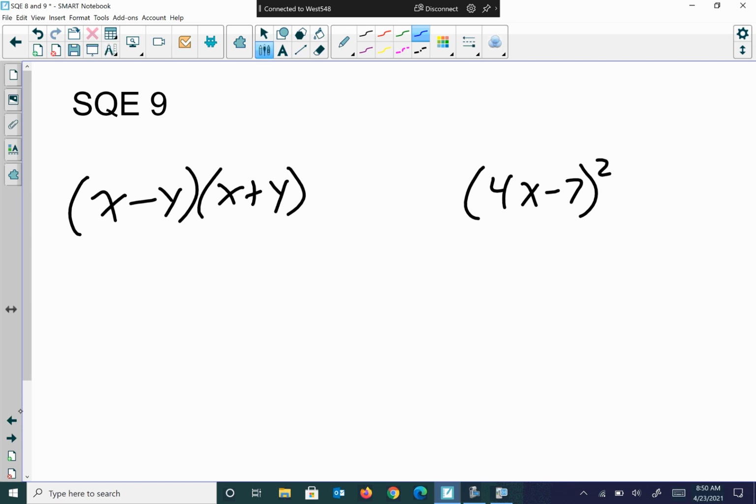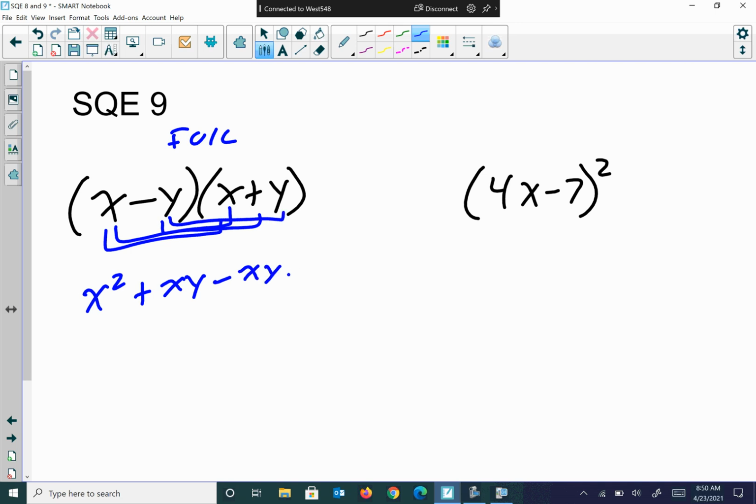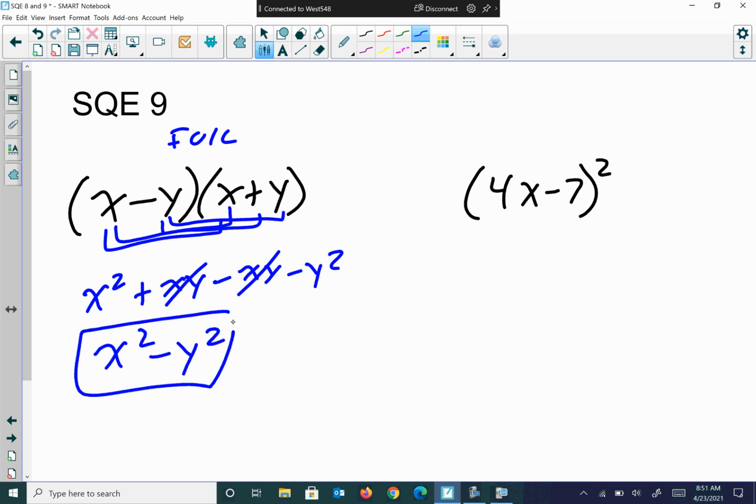All right, so I'm just going to FOIL this out. So I get x times x is x squared. X times y is positive xy. Negative y times x is negative xy. And they cancel each other out, because they're like terms. So you wind up with this. Okay?